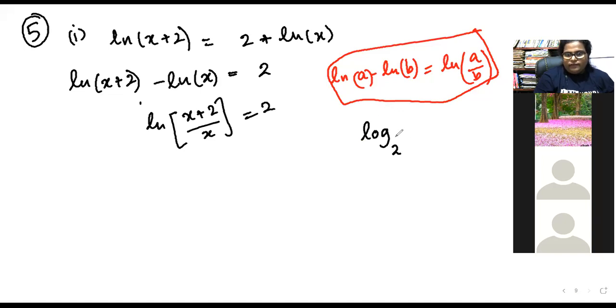So when you write log 2 x, this is the base, right? If the base is not written here, in a log term, we consider the base to be 10. Or we are writing this one as lg also.